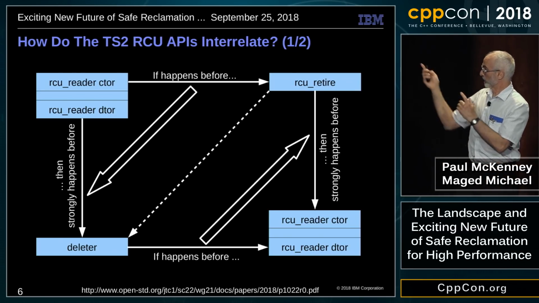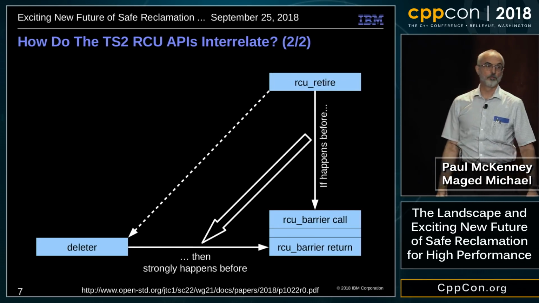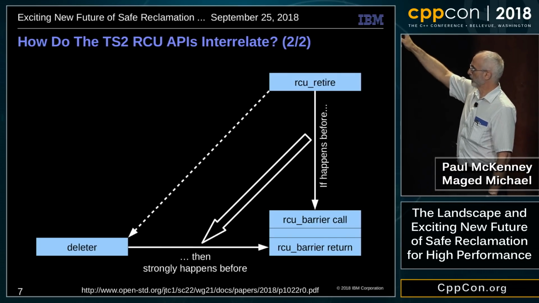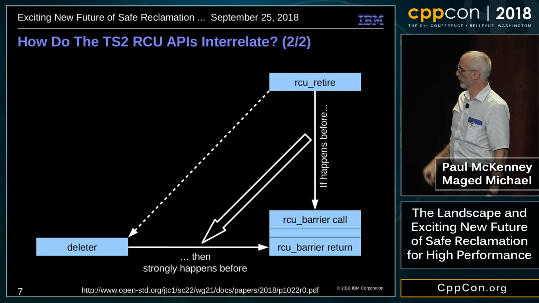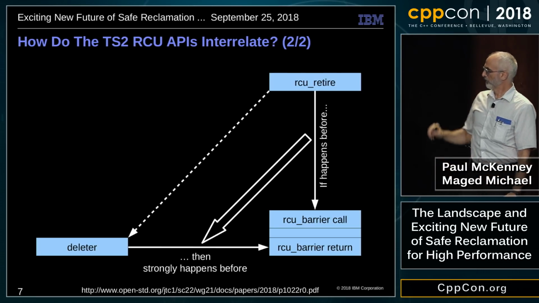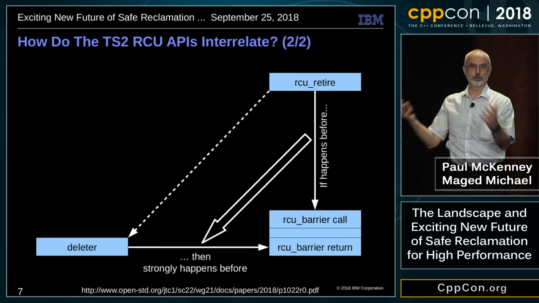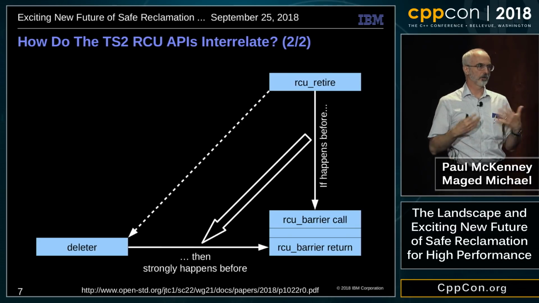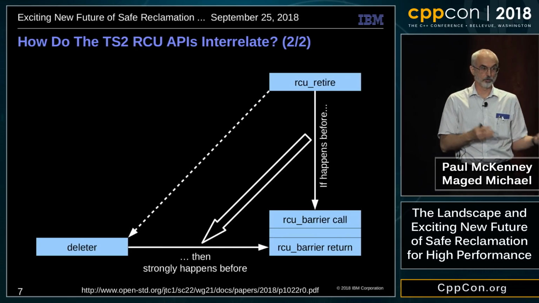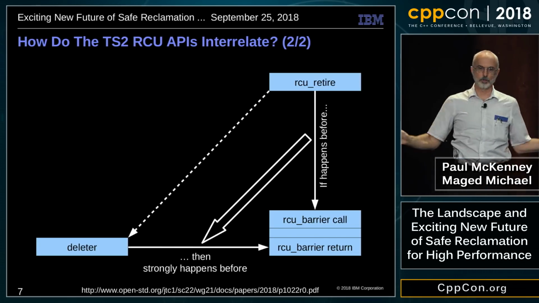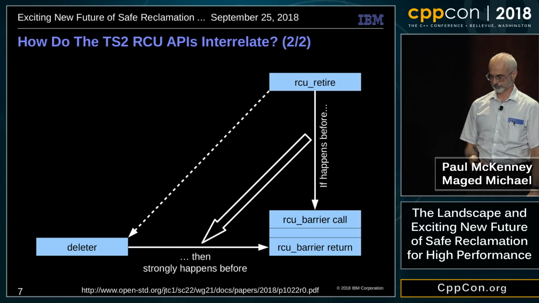Okay, so that's the readers. We have barrier as well, and that looks kind of like the bottom half, but the arrows are the other way. If a retire happens before the RCU barrier call, then the deleter is guaranteed to strongly happen before the return. And this is, again, the thing we want if we have a custom allocator that we want to destruct. We want to be able to wait for all the deleters to get done so that everybody's done with it, and then we can destruct it safely.